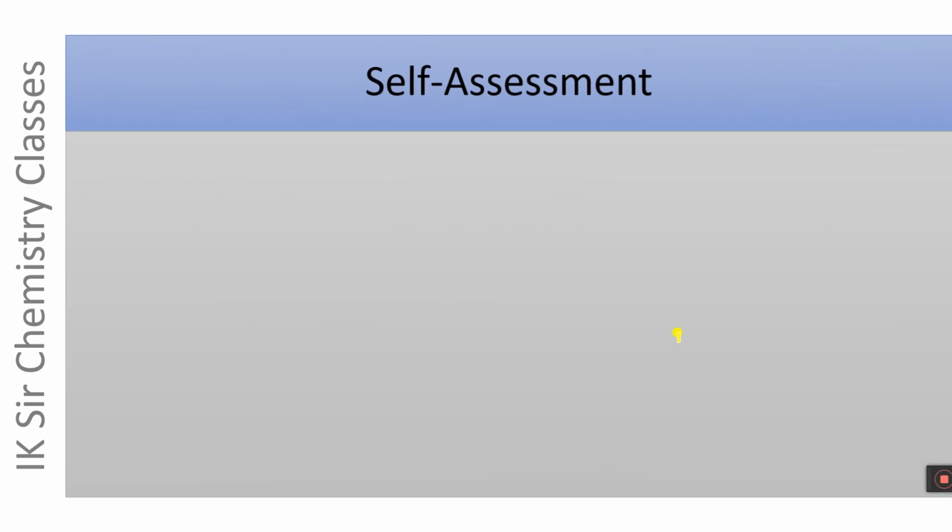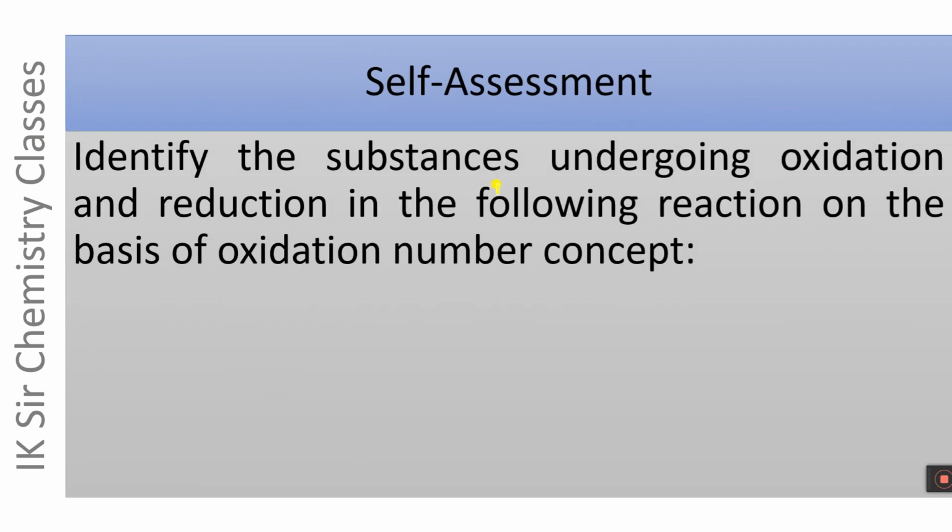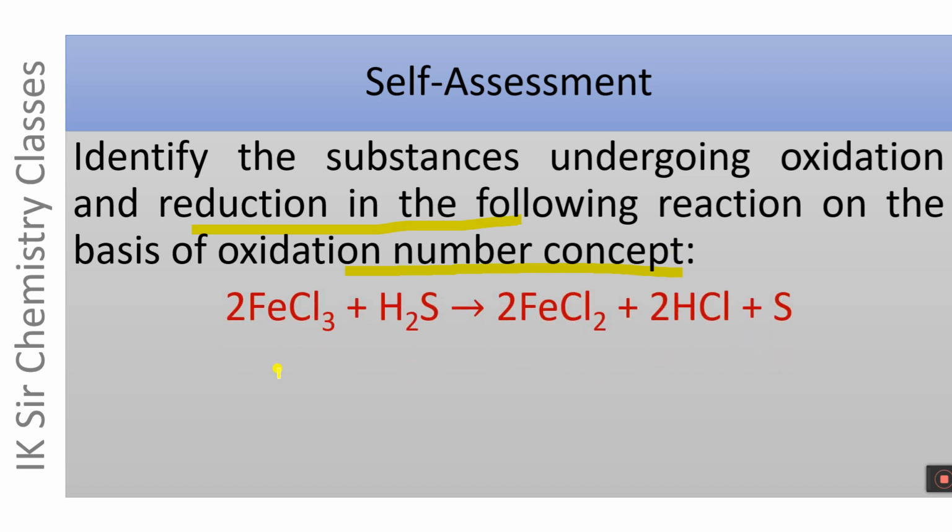Now, the time for self-assessment. Identify the substances undergoing oxidation and reduction in the following reaction on the basis of oxidation number concept. A reaction is given below and we have to identify the substances which are undergoing oxidation and reduction. Here is the reaction. FeCl3 reacts with H2S forming FeCl2, HCl and sulfur. We have to identify which substance is oxidized and which substance is reduced. Please pause the video and try to solve it within 3 minutes.